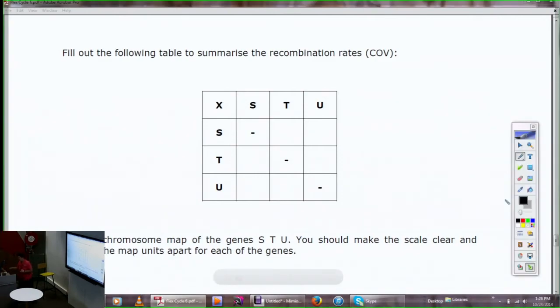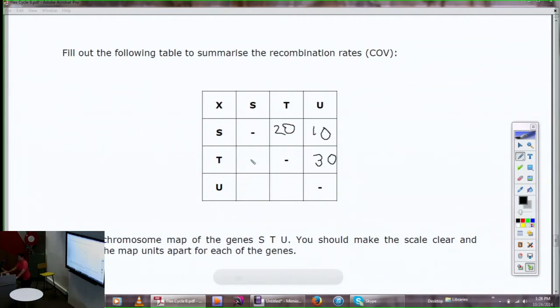So here your result summary was your S to T was 20, was it? Good, still not working. I hate you. Not nearly as much as you hate me, I'm sure. So here 20, S to U was what? 10, and T to U was 30.